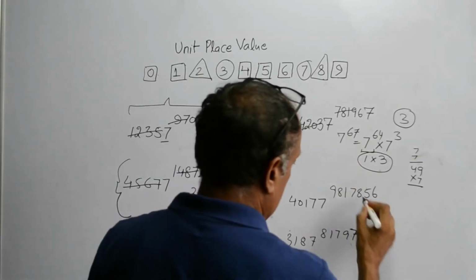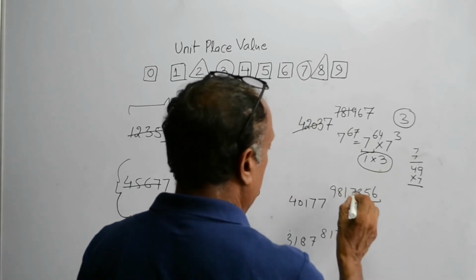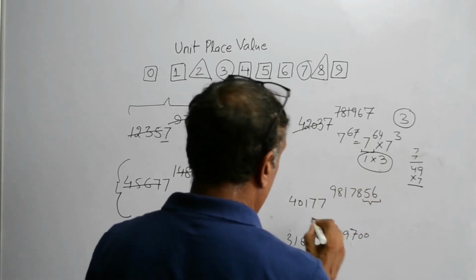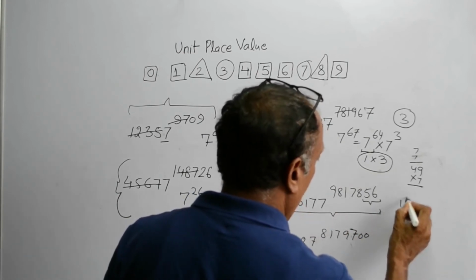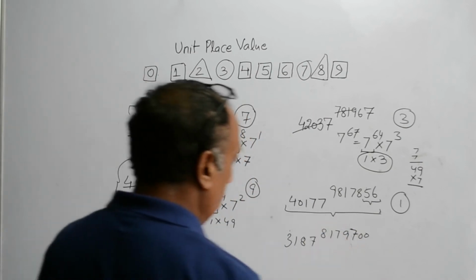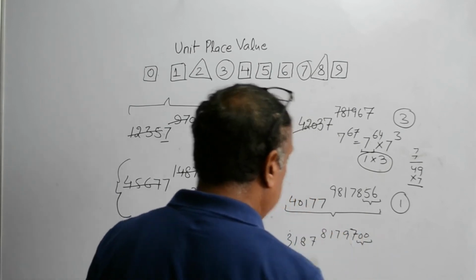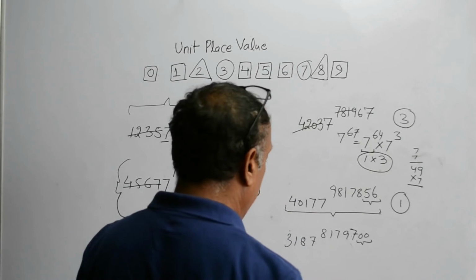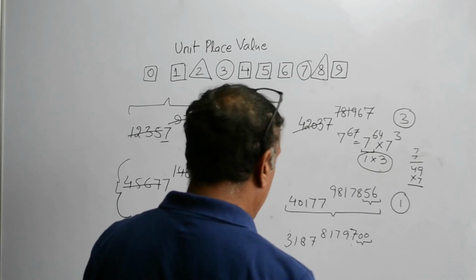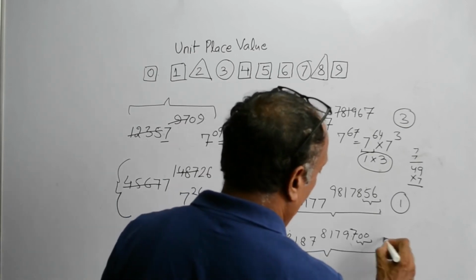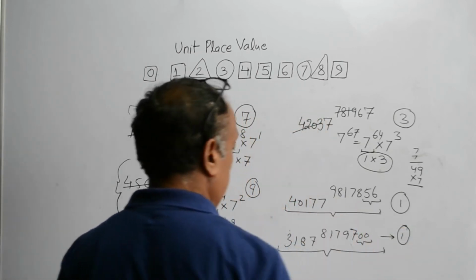In this case, the last 2 digits of the exponent are already divisible by 4. So the last digit of this expression is going to give us 1. Here also the last 2 digits are 2 zeros. So therefore this exponent is divisible by 4. So 7 raised to power anything which is divisible by 4 is going to give us 1 as the answer of the last digit.